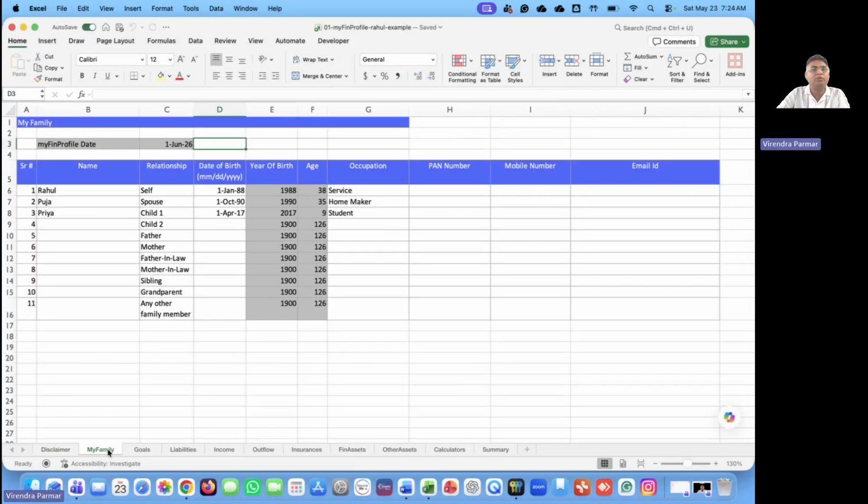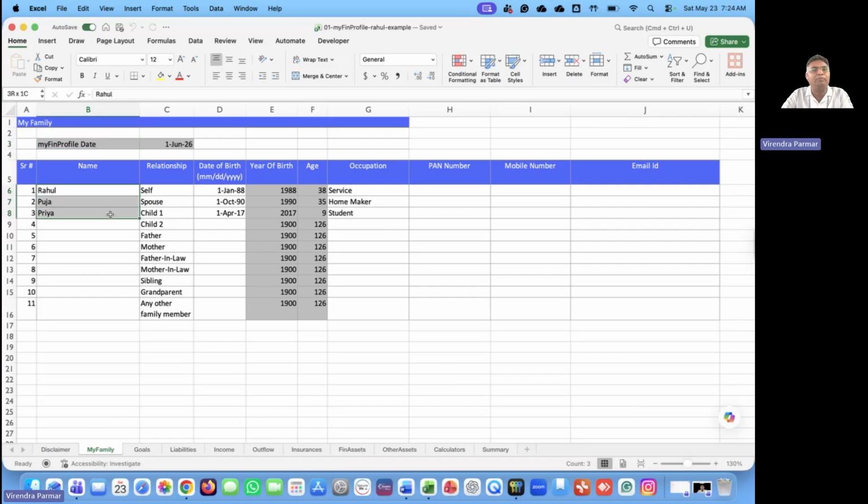The first is my family. So what I have done is I've assumed a fictitious family called Rahul, Pooja, and Priya. I've taken good names from movies. It's just a fictitious family and nothing should match. As you can see, the first is the MyFin profile date. It is currently calculated as today. I request you to hard code it as per the date you are starting it.